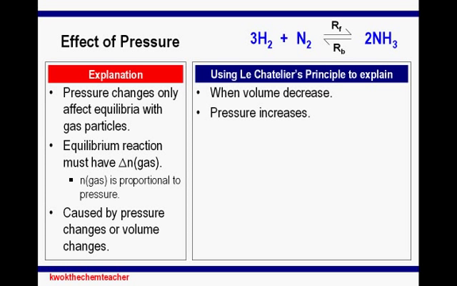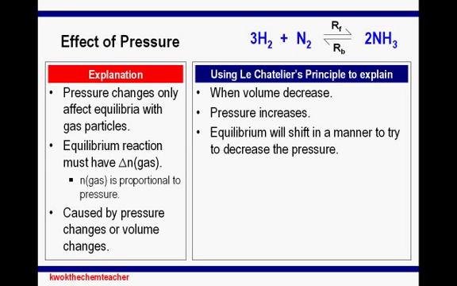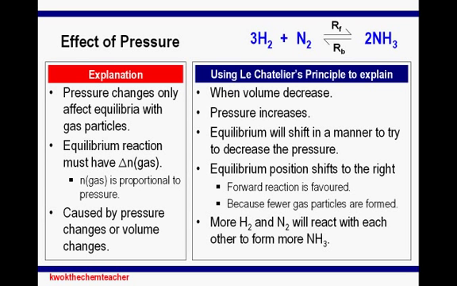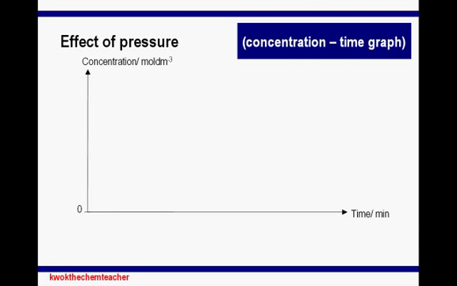When volume decreases, pressure would increase. This will cause the equilibrium to shift in a manner to try to decrease the pressure. The equilibrium position will shift to the right, with the forward reaction being favored because fewer gas particles are being formed. More hydrogen and nitrogen gas will react with each other to form more ammonia.